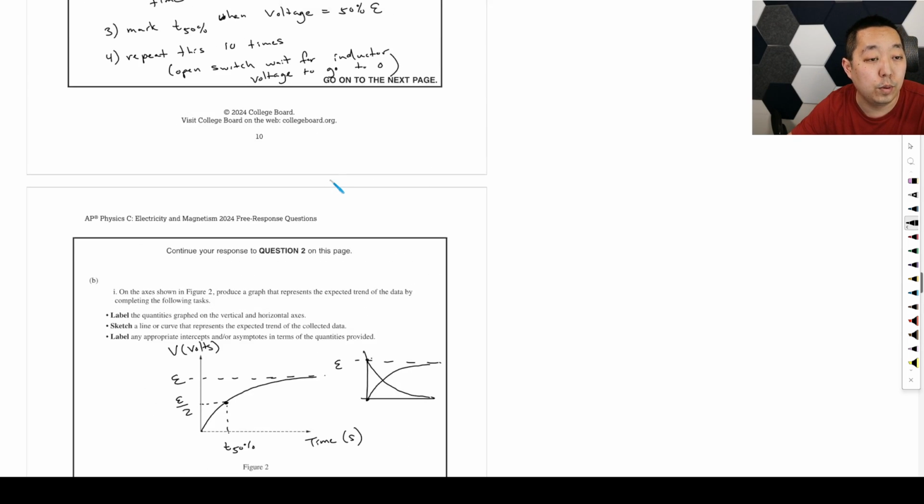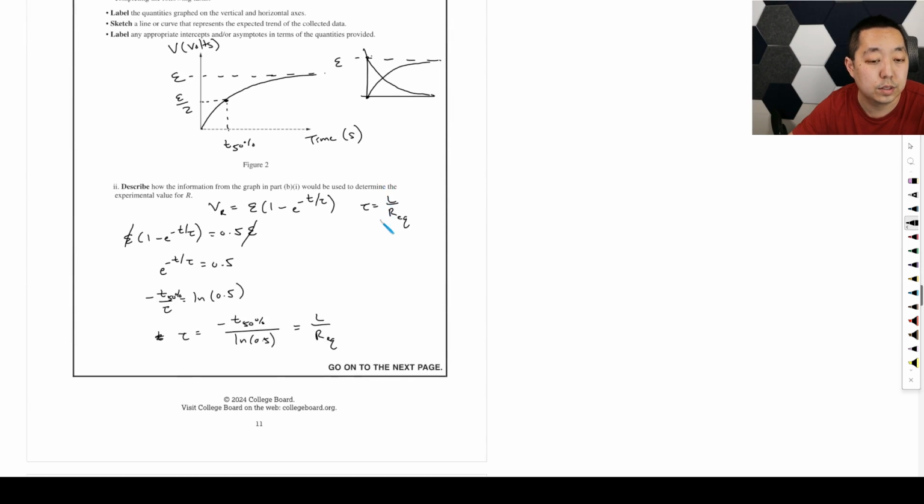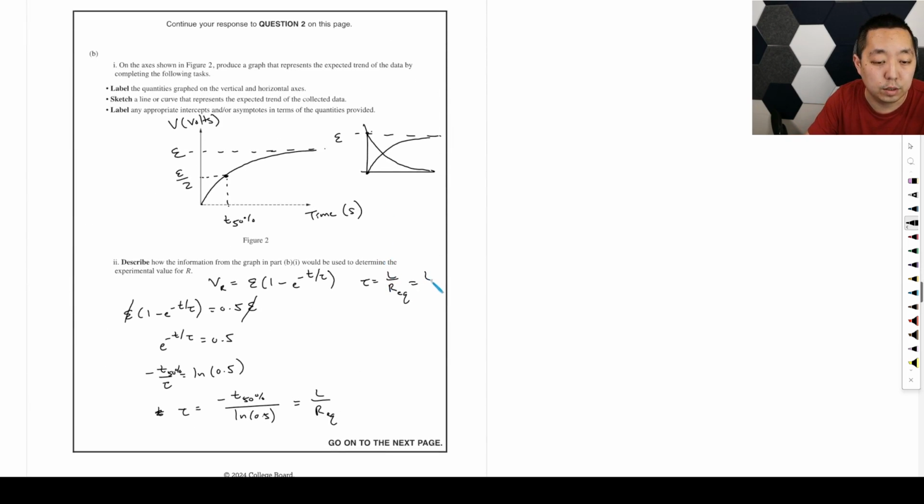R equivalent, by the way, is 2R, because they're in series, right? So it's technically 2R, which is L over 2R. And so I'm just deriving this part, L over 2R. So then the R is going to equal, move the R up and move that up. It's going to be L natural log of 0.5 divided by negative 2 t 50%.